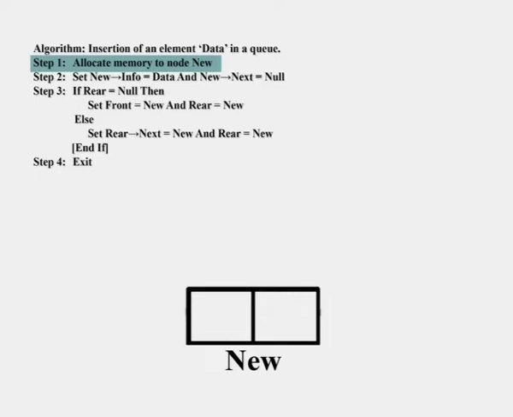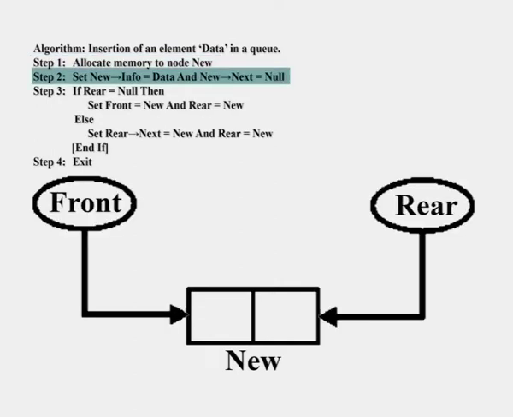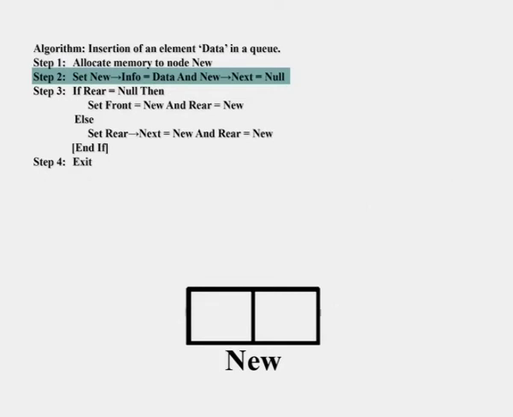Here in this algorithm, first of all, memory is allocated to a node new. This node is prepared for insertion into the Q. As this node is to be inserted at the rear end, this node is going to be the last node. Therefore, the next part of node new is null and the info part of node new will be E as the element to be inserted is E.